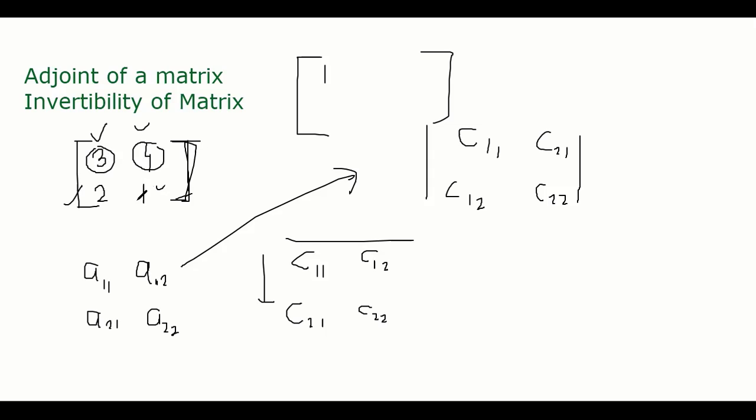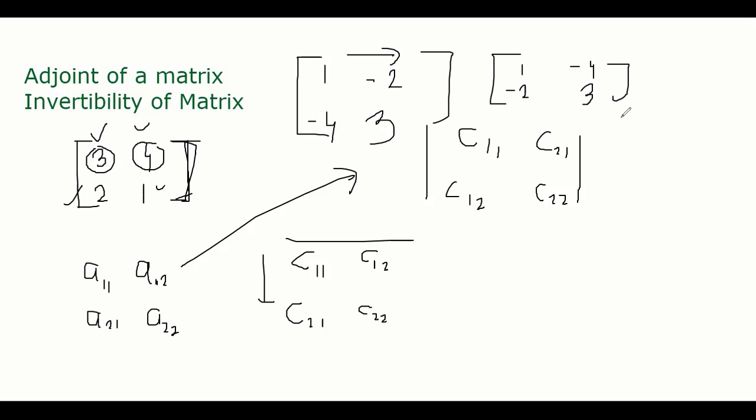Cofactor of 3 is 1. Okay. Cofactor of 4 is -2. Cofactor of 2 is -4. And cofactor of 1 is 3. This is only the cofactors, guys. Adjoint होगा transpose of that. मतलब write rows into columns. So 1 and -2 become 1 and -4, and -2 and 3 become -2 and 3. That is the adjoint of a matrix.